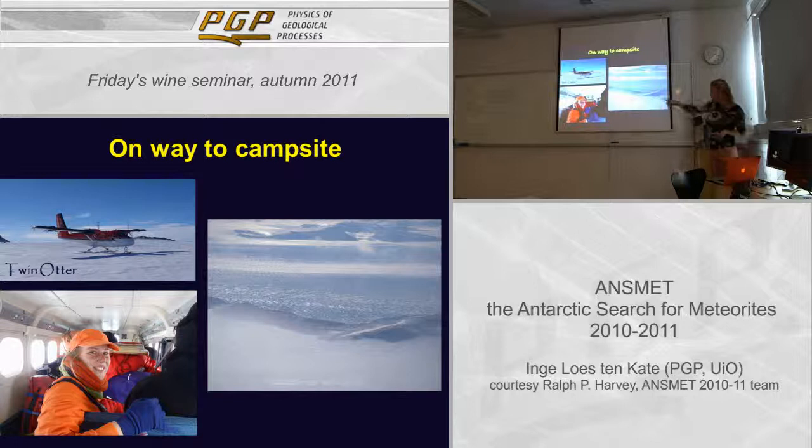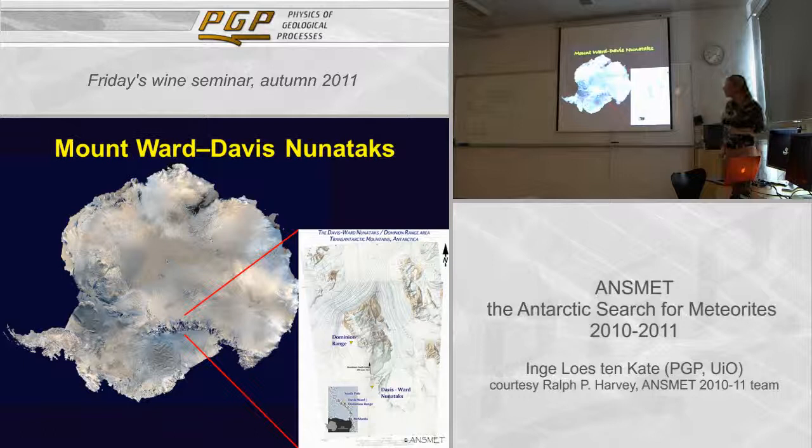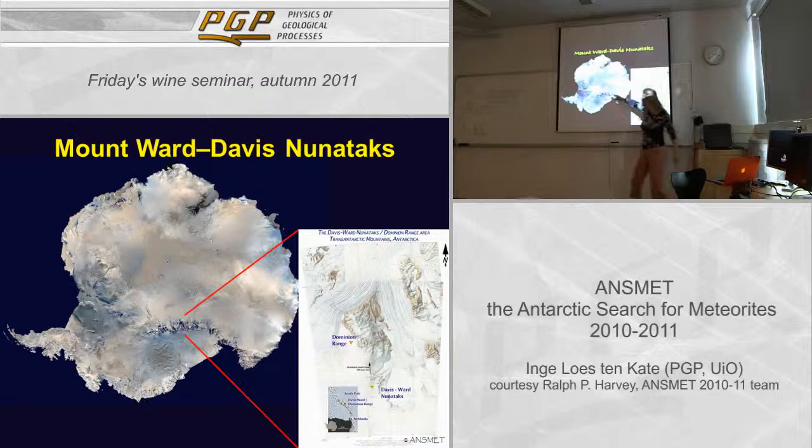So this is me sitting in the twin otter with the skidoo in front of me and some other stuff. And this is one of the views that you get when you're flying over the ice. And so this is where we were. I showed you this picture before. The South Pole is somewhere here-ish. So we were relatively close.